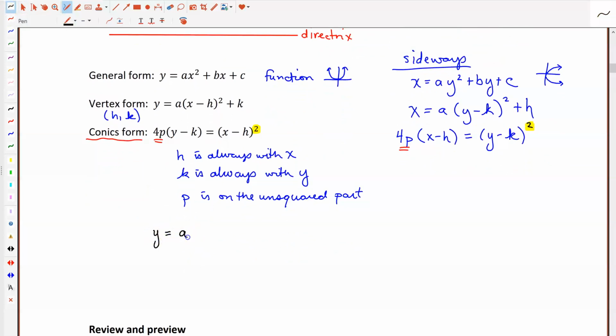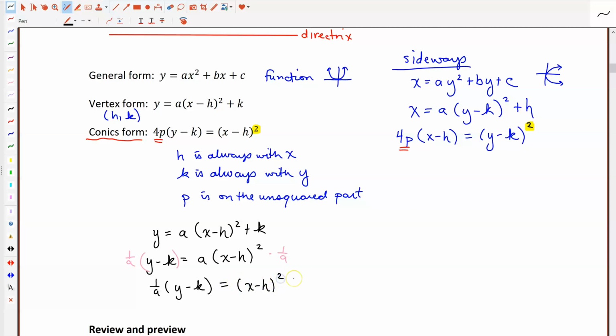Y is equal to a parentheses x minus h squared plus k. Let's subtract k from both sides, so I get y minus k is equal to a parentheses x minus h squared. I'm going to get this a out of there by multiplying both sides by 1 over a. So I'm going to have 1 over a times y minus k is equal to x minus h squared. And then that's just going to get us to our conics form, 4p times y minus k is equal to x minus h squared.